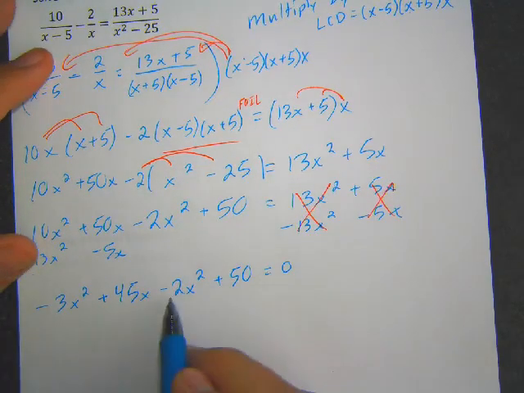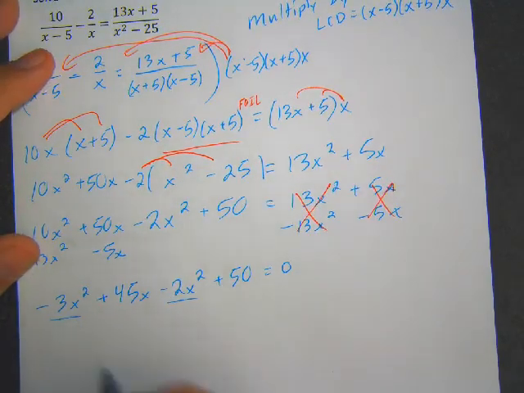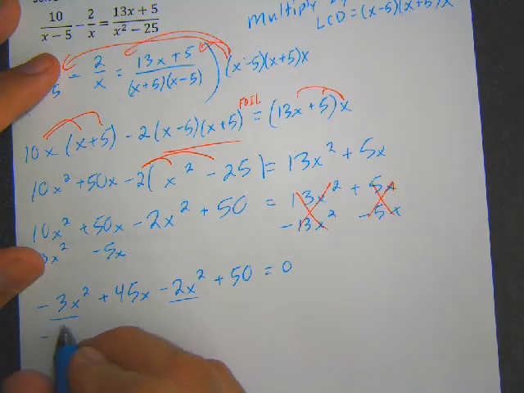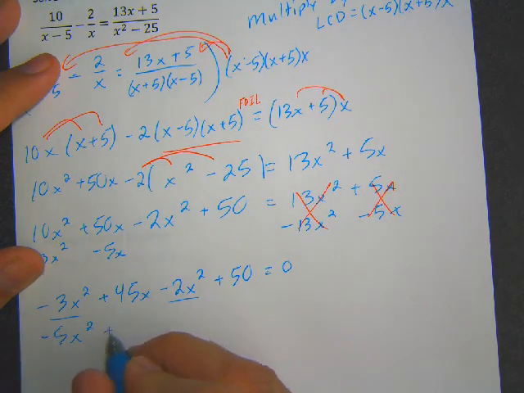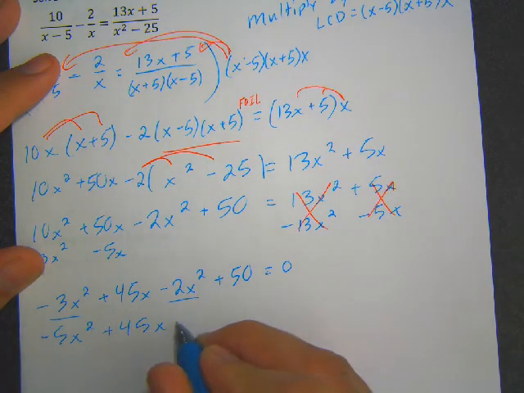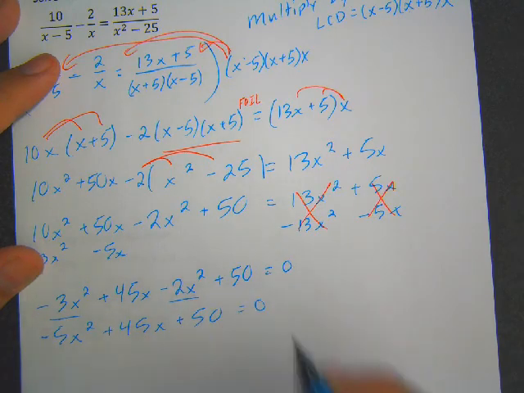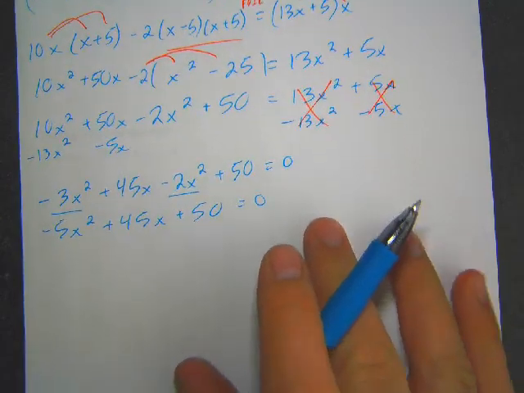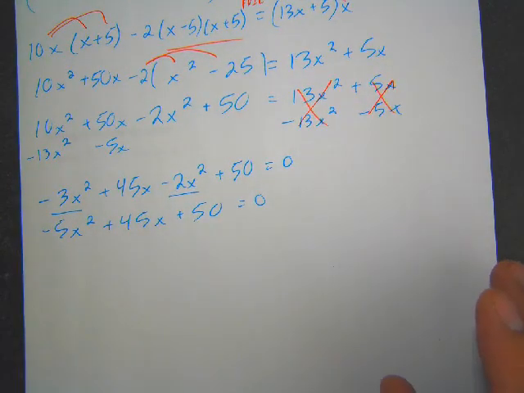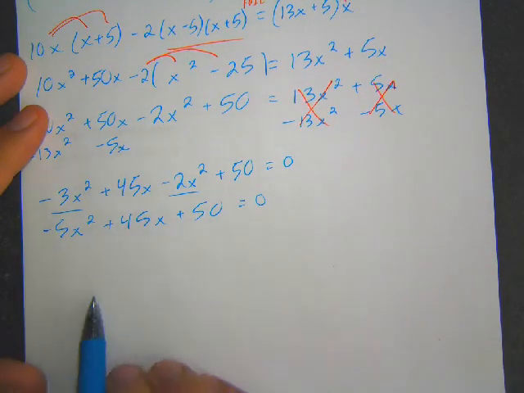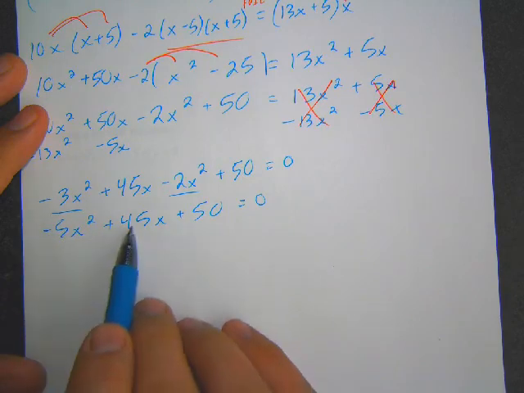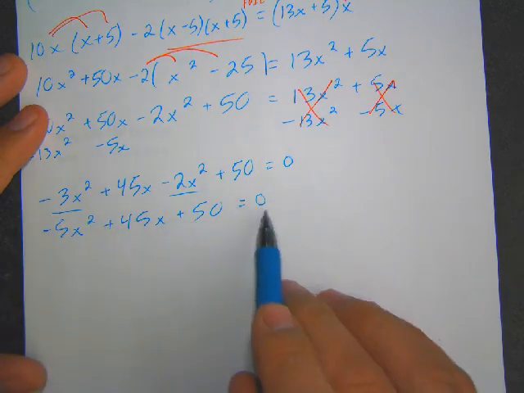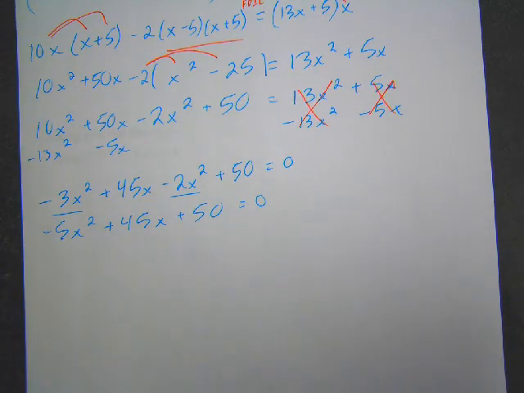I do have some x squareds I can combine, so we're going to combine this negative 2x squared and this negative 3x squared. So negative 5x squared plus 45x plus 50 equals 0. Now this one looks really bad because I got that negative 5 in front and it looks like, oh, do I have to use like a formula on this? Well, there's actually a trick here you can do. So the trick here is to get rid of this negative 5, because notice that all these numbers divide by 5. Even 0 divides by 5, because when you divide 0 by anything, you get 0.